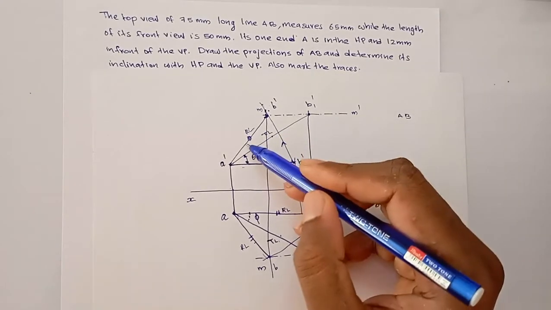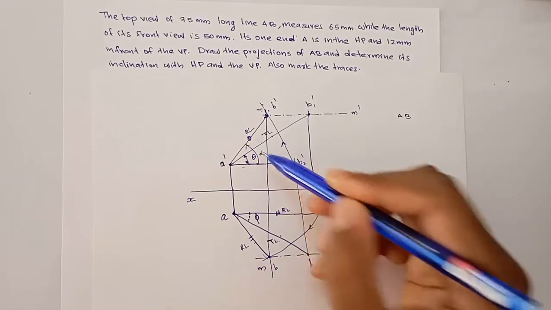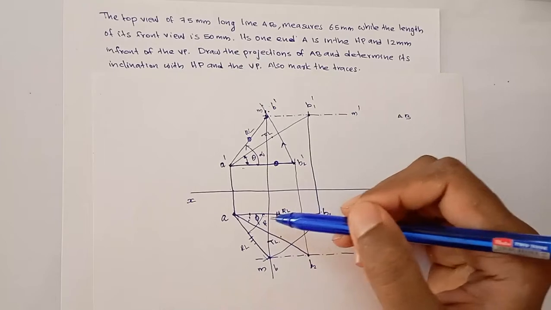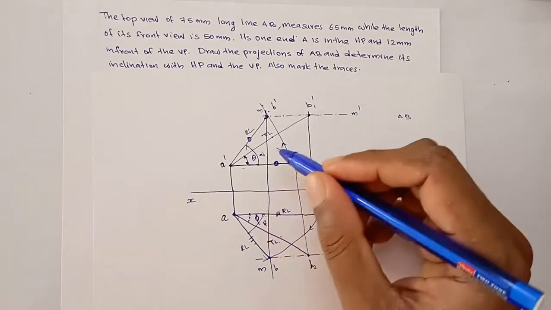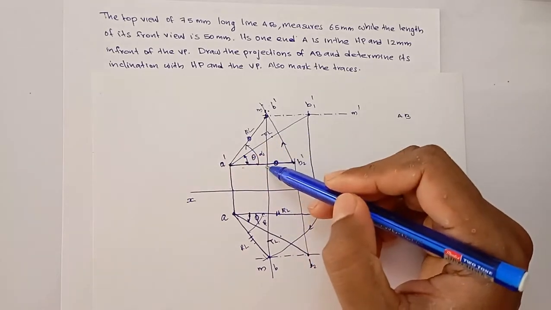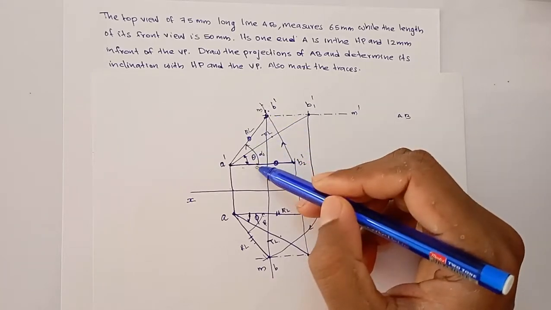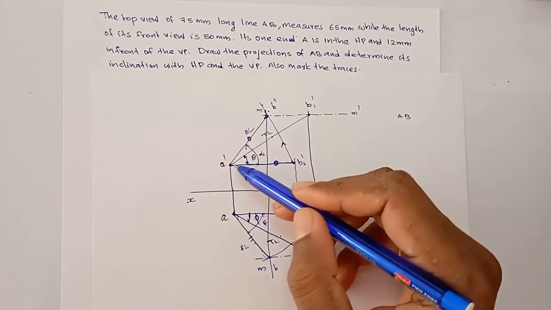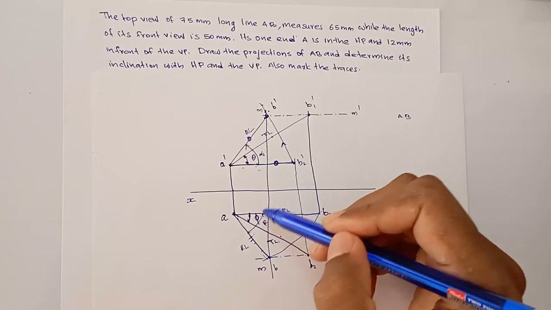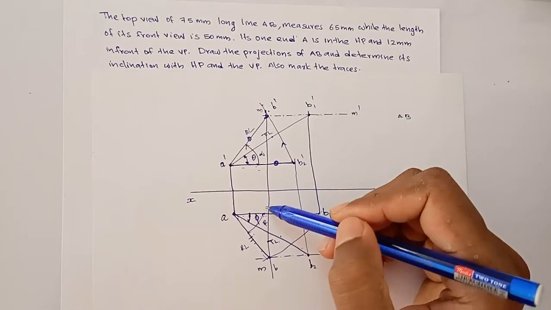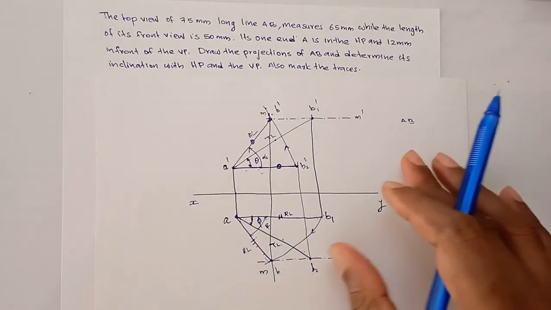And what about alpha and beta? This is alpha and this is beta. Inclination with HP is called theta, and inclination with VP is called phi. Okay, and what about alpha and beta? Alpha is inclination of the front view with XY line. Inclination of top view with XY line is beta. Inclination of the line with HP is theta. Inclination of the line with VP is called phi. That is the difference between theta and alpha. Okay, so this is our basic figure.